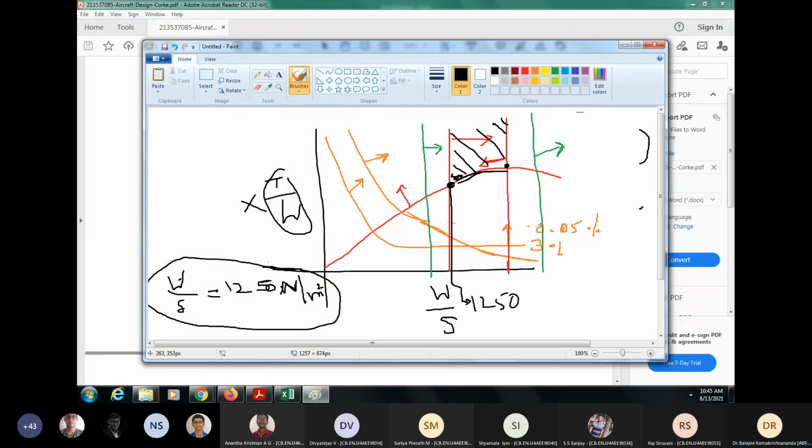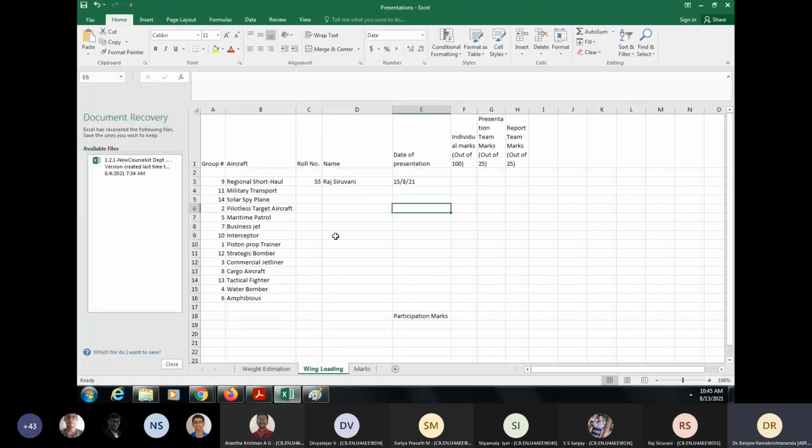So tomorrow, who will make the presentation? Military transport. Who's making it? Sir, it's roll number 11. Roll number 11, who is that? CB. Yes, sir.